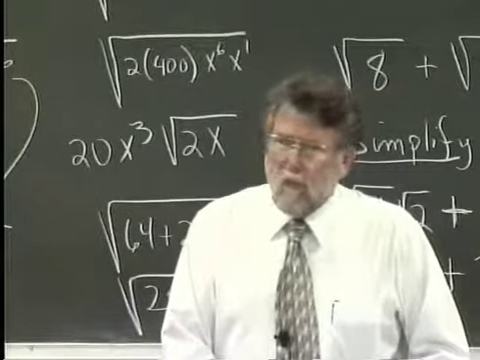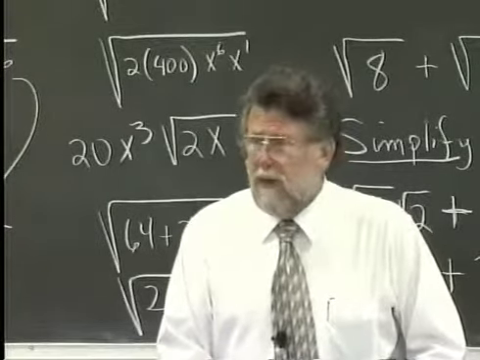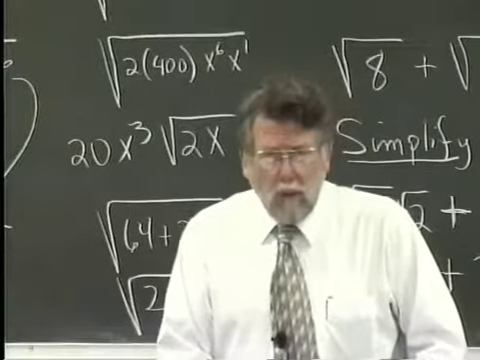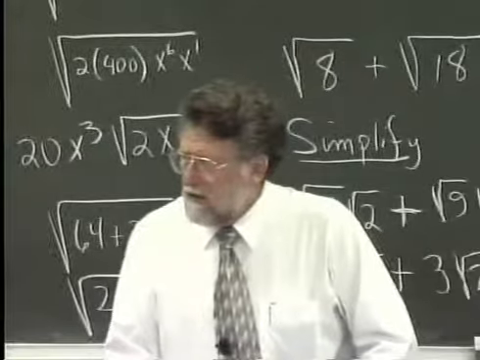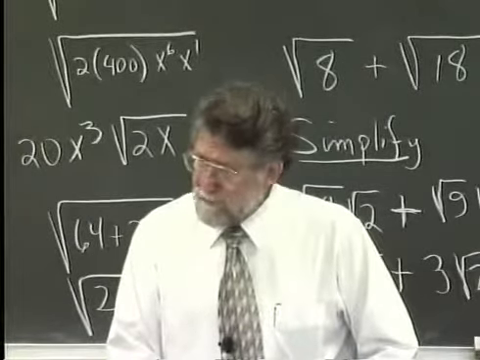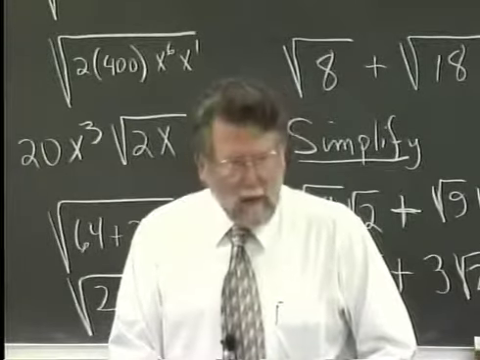16 could be factored into 4 times 4, which is then 2 times 2 times 2 times 2. You have 4 2's multiplied together. So the 4th root of 2 to the 4th is 2. Factoring works better than memorizing perfect 4th powers.